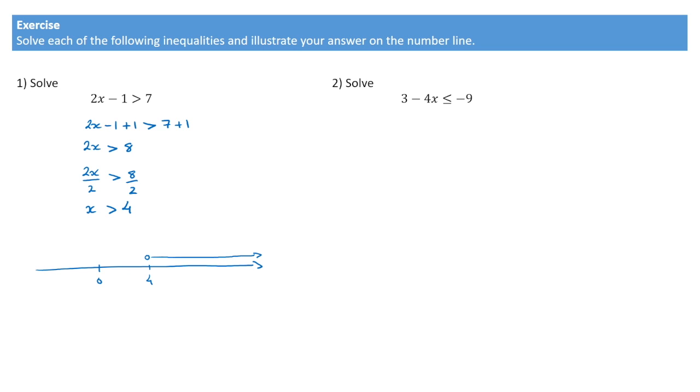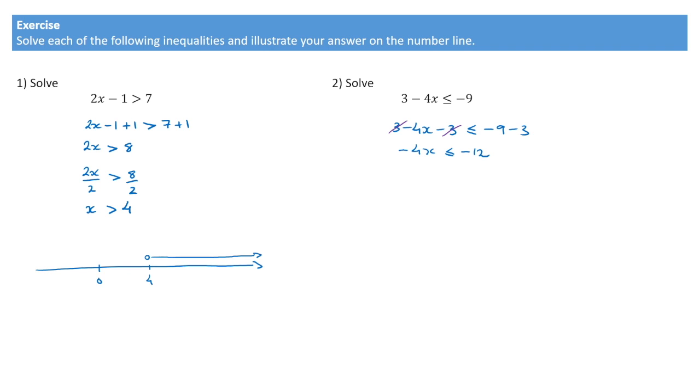3 minus 4x less than or equal to negative 9. Now the first thing we'll do here is get rid of the 3 on the left-hand side. We have positive 3 here, so we can think of that as a 3 which is being added to the left-hand side. And to get rid of it, we need to subtract 3 from each side. That's 3 minus 4x minus 3 less than or equal to negative 9 minus 3. Now on the left-hand side, the 3's cancel each other out, leaving us with negative 4x less than or equal to, well, negative 9 minus 3 is negative 12.